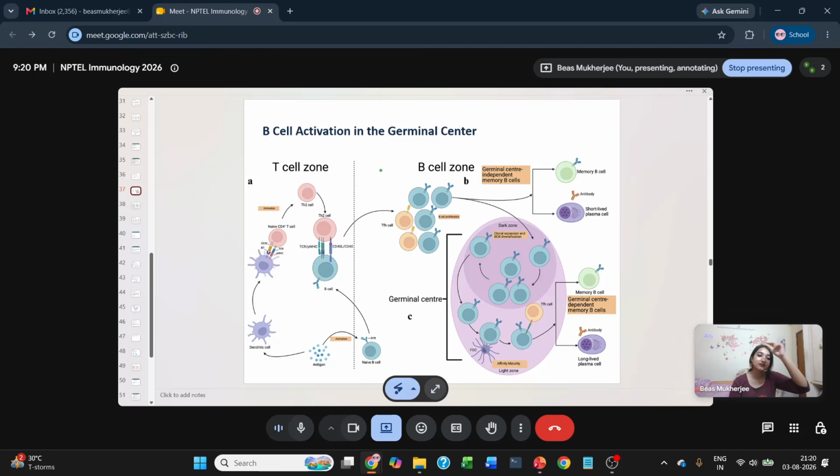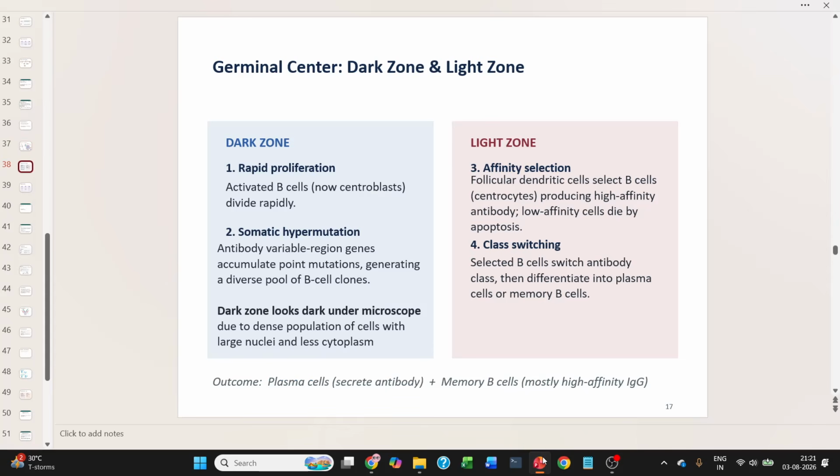So once this specificity has been changed, it comes out into the light zone. Now we want to see how tightly it is binding to this antigen. And the ones that are binding tightly are selected. That is your affinity maturation. Then once again your long-lived plasma cells are produced, and they are giving very high quality, highly specific antibodies, and there are the memory B cells. Okay, so this is all about the germinal center dependent memory B cells, and the previous one was germinal center independent memory B cells. Okay, so that was all about B cell maturation.